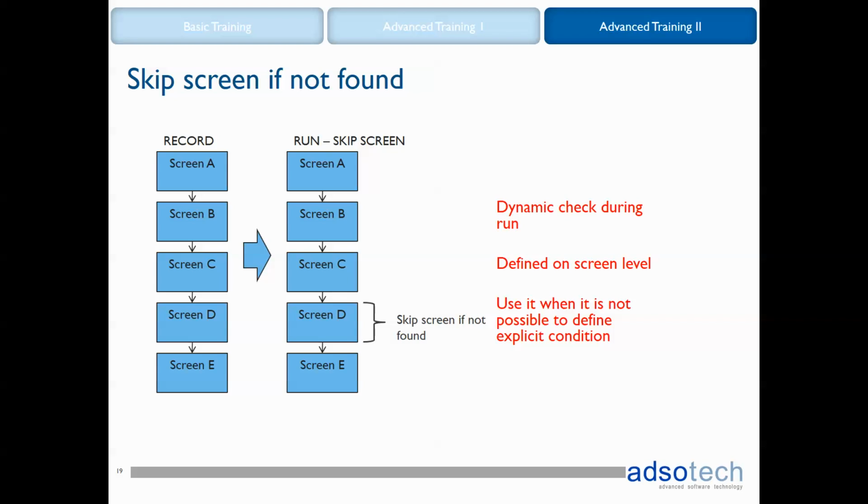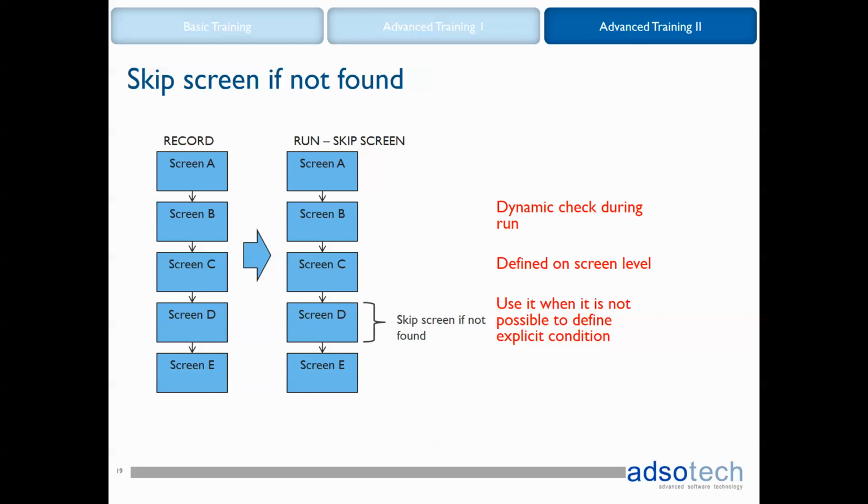So we record our script so that we actually get screen D into that script as well. Since you don't know beforehand whether screen D will come up or not, you may have to record a few times before you get it. Fine. When you have it in your script and you're in the mapper, you can select your screen D and then define this skip screen condition. So we're talking about skipping a complete screen here.